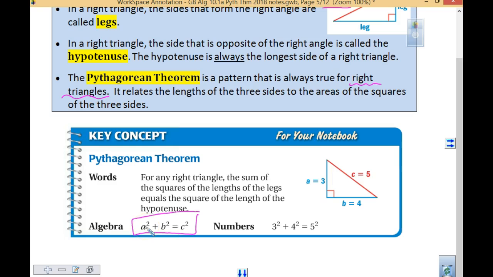It says that a squared plus b squared, that's our sum of the squares of the legs, the square of one leg and the square of the other leg, is always equal to the square of the length of the hypotenuse. So 3 squared plus 4 squared is equal to 5 squared, because we know that 9 plus 16 equals 25. So those were the areas, right?